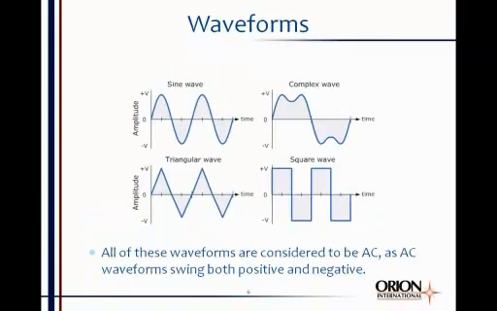All right, all these waveforms you see, even though some of them look kind of funky, they're all AC waveforms. Okay, the first one is a sine wave. The second one is kind of a convoluted sine wave. It's made up of actually several waveforms that are combined. The one right below that is a triangle wave, and the next one's a square wave. And all these are considered to be AC waveforms because they swing both positive and negative.